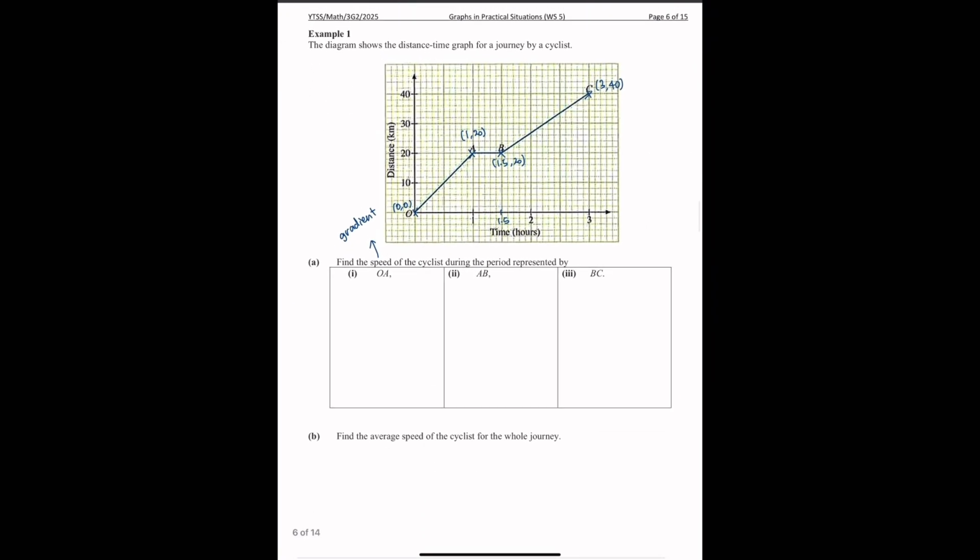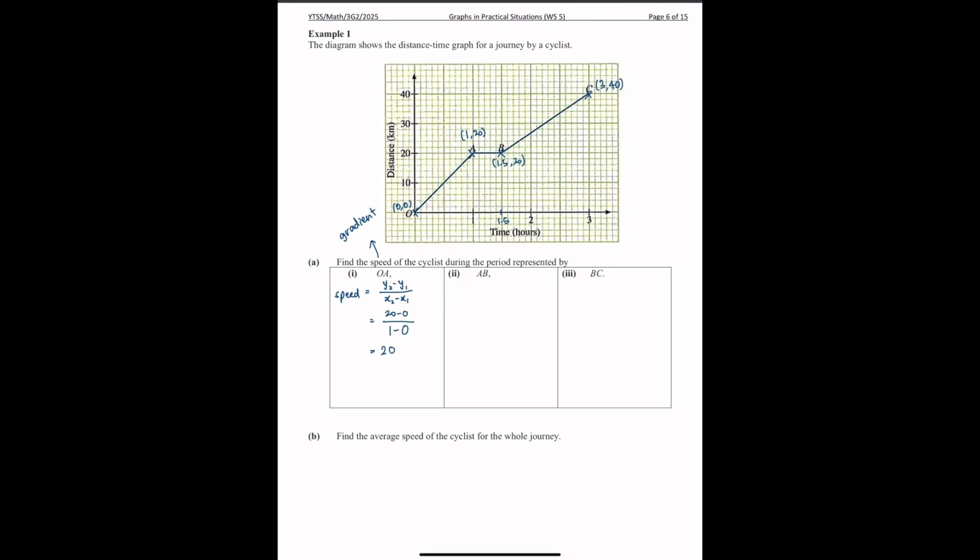Now let's do A part 1. So to find the speed during the period OA, we need to find the gradient. So speed equals the gradient, y2 minus y1 over x2 minus x1. Okay, so it will be 20 minus 0. So I'm using the y coordinate for A and the y coordinate for the origin, over the x coordinate of A, which is 1, minus the x coordinate of the origin, which is 0. So you'll just end up with 20.